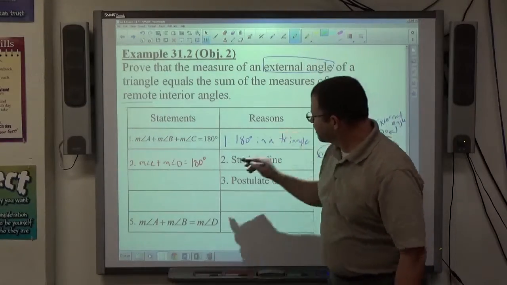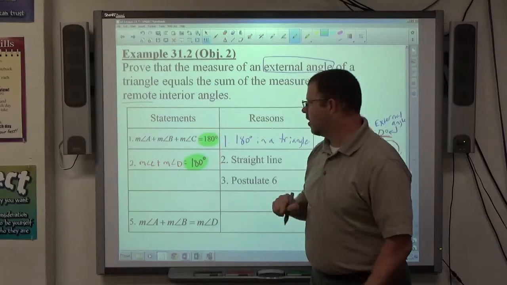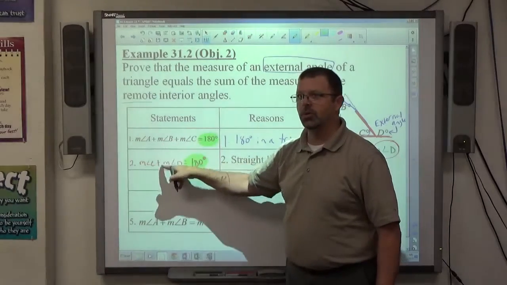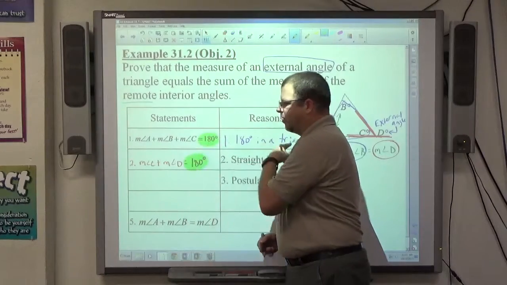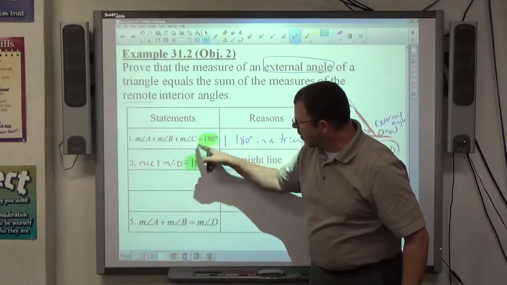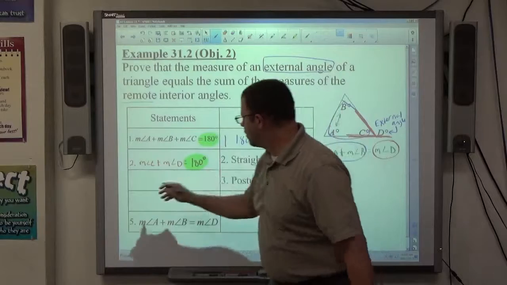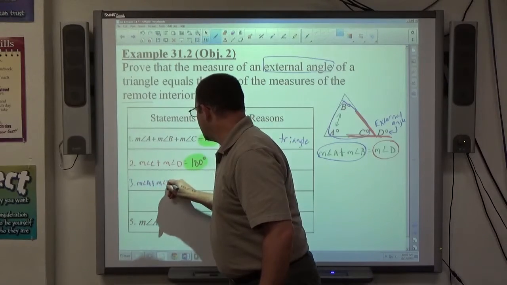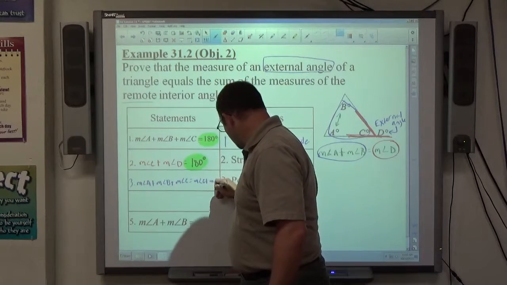Notice that A, B, and C equal 180. C and D add up to 180. So if two things are equal to the same thing, then the two things are equal to each other. That's postulate 6. So I've got these two equations up here. They both equal 180. So for statement 3, to use postulate 6, I'm going to say these two things equal each other. Statement 3: measure of angle A plus measure of angle B plus measure of angle C equals measure of angle C plus measure of angle D.